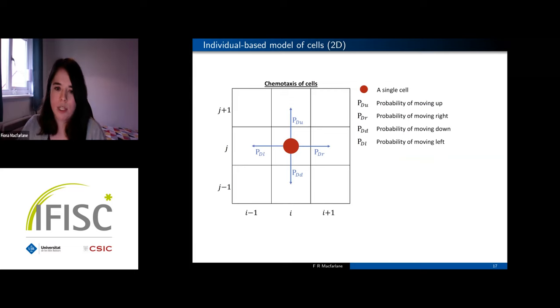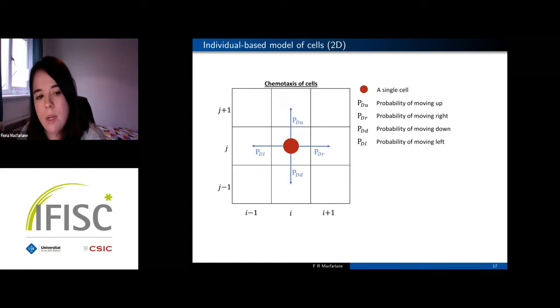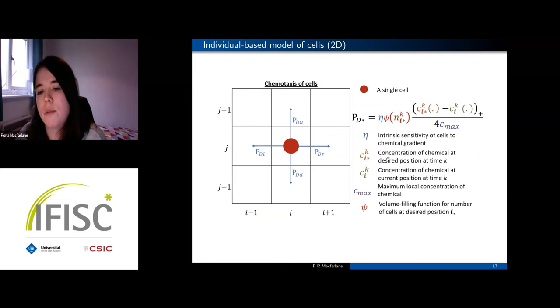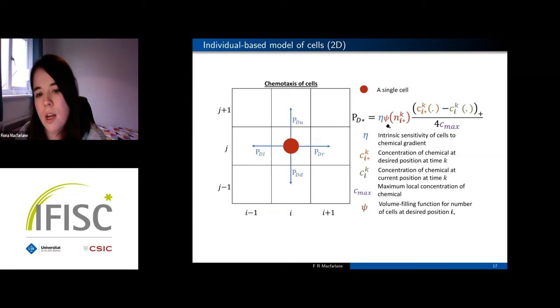So with the chemotaxis process, again, we're going to have some probability of moving to the four neighboring positions, but this time we're going to have some dependence on our chemical C. So this time the four probabilities are going to be defined by this equation here. So this eta, this blue eta, is some intrinsic sensitivity of the cells within the population to the chemical gradient. So this is some parameter that we can play with, and it determines how likely the cells are to interact with the chemical gradient. This psi function is the same one that we've seen before. So this is again just to stop there being any movement into positions that are already full of cells.